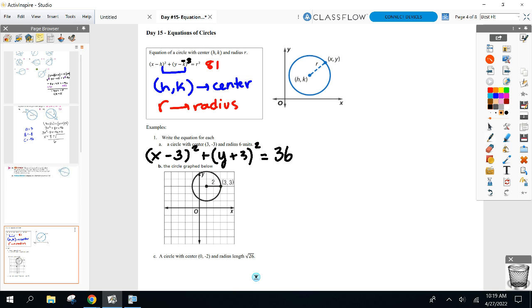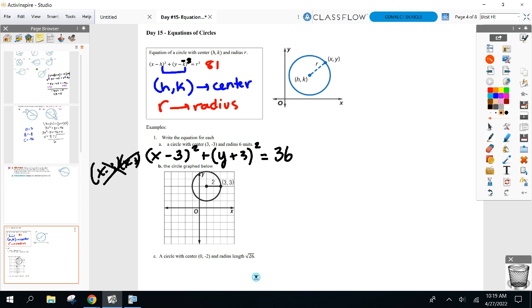And good news. Stop. We're done. I know many of you see this right here and maybe think you've got to do that off to the side. No, we're done. That's the circle equation right there. That's it. Hands off. We're good. Plug in the center and the radius. You're good.